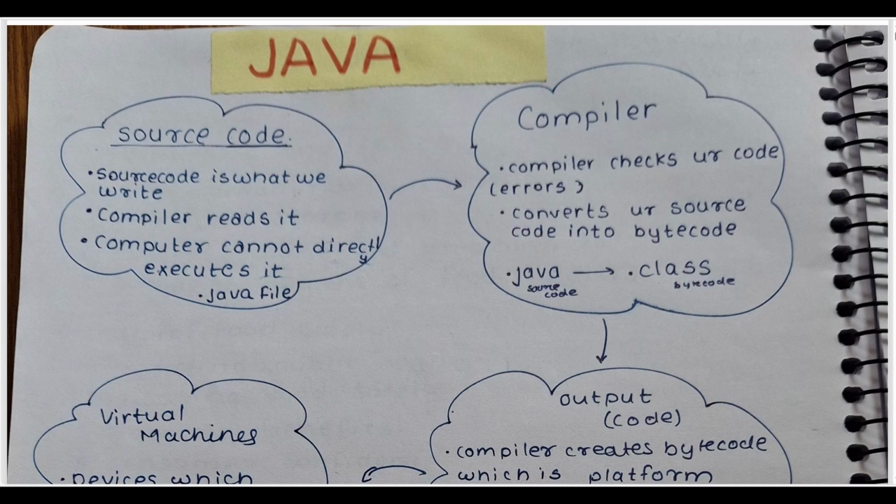Whenever we write a Java code, we write it in a .java file. But the computer doesn't understand it directly. So we need something that can translate our code into the form computer understands. And this translator is nothing but the compiler. The compiler first checks if we have made any mistakes in the code. If there are errors, it stops and shows them. If everything is fine, it converts our code into something called as bytecode.